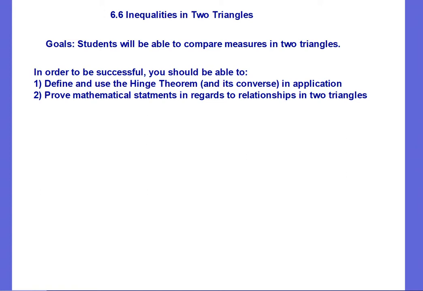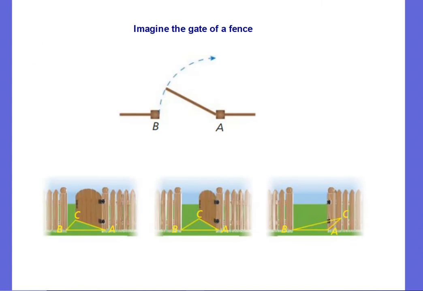So I have a diagram. If you think about a fence gate, or just any door specifically, think about what happens. In this first example, I barely open up the gate, and what ends up happening? You create an angle A down here that is pretty small. The small gate produces a small angle at the hinge.